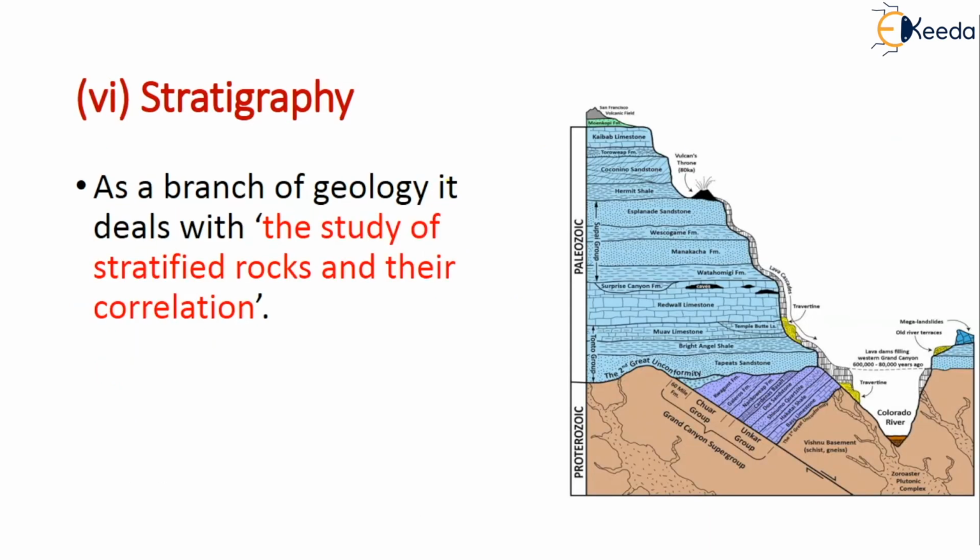Coming to the next branch, that is stratigraphy. What do you mean by stratigraphy? It is nothing but a branch of geology. It deals with the study of stratified rocks and their correlation. Stratified means layers, and how each and every layer is correlated. This study is mainly important to study sedimentary rocks and layered rocks.